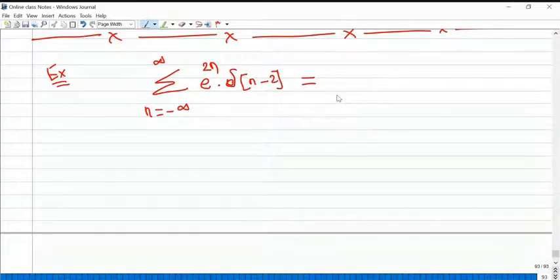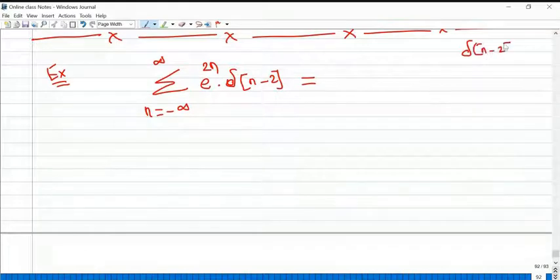Then n minus 2 will be shifted to the right. Anybody else? I think there are some disturbances. I could not hear properly from her. Any other students? What is the result?